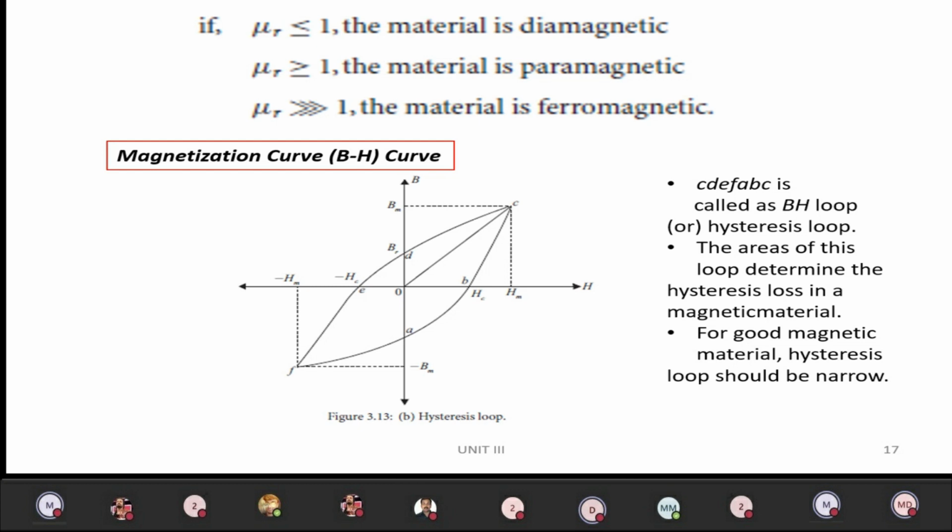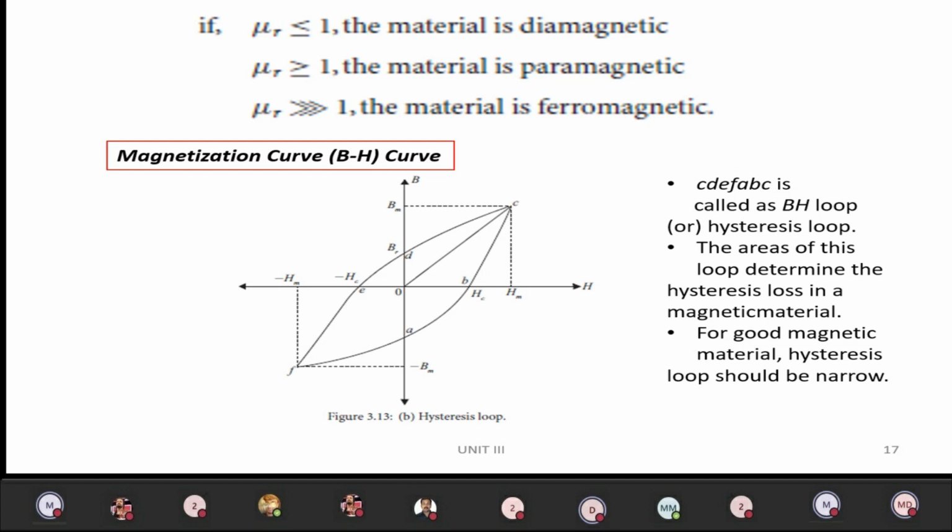Later, when you increase H in the negative direction, B will also decrease, and it becomes 0 at point E because of the coercive force. Later, when you increase the H value further, you get the curve in the form of the hysteresis path: C, D, E, F, A, B, C. This closed loop we call the hysteresis loop or BH loop.